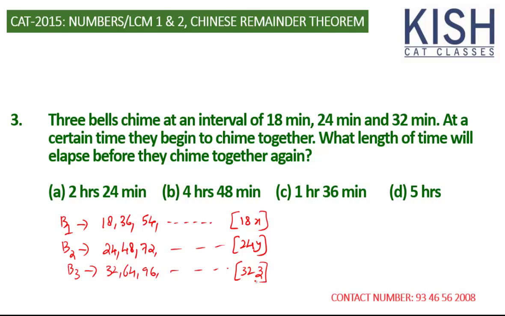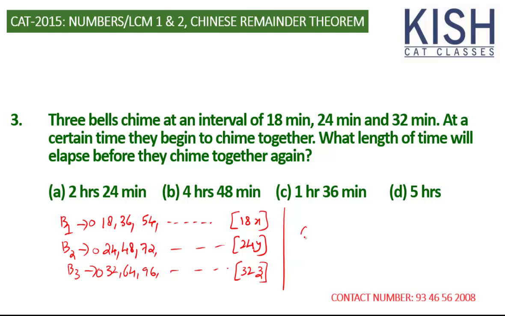Now, since we have no idea what the first term is here, we can extend the first arithmetic progression in the other direction: 18, 36, 54. What would be the term before 18? That's going to be 0. What would be the term before 24? That's going to be 0 here.